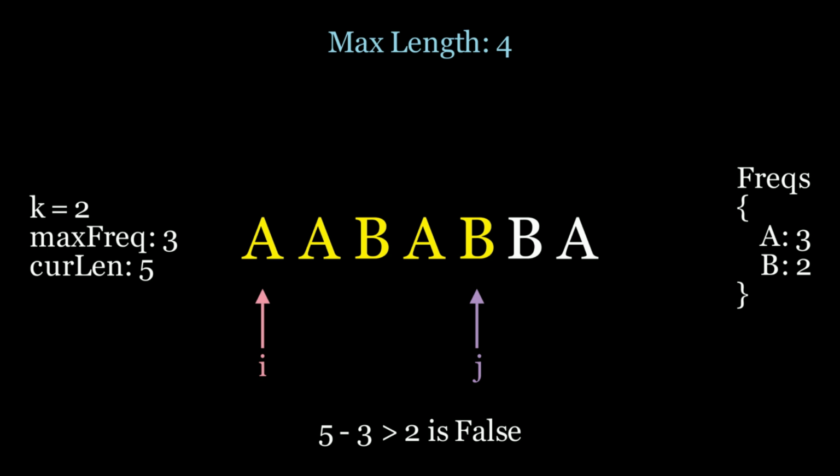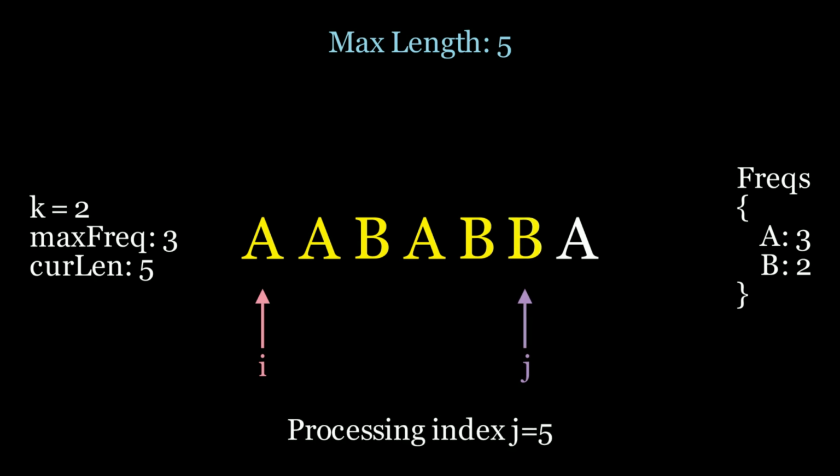Remember that 5 minus 3 is 2. It means we have 2 distinct characters that are not equal to our most frequent character, which is A, because we have 3 A's. Since K is equal to 2, we could take both those B's and convert them into 2 A's, right? So we could keep this current substring. This is a valid substring for us. Now we update the max length to 5. In this case, AB. If we replace 2 B's with 2 A's, we have A.